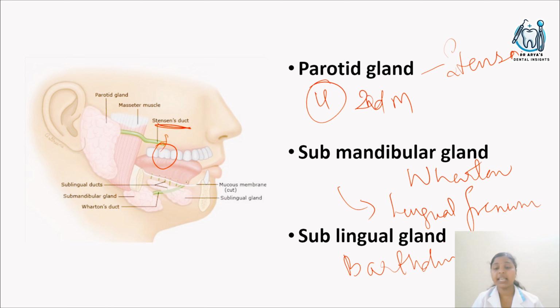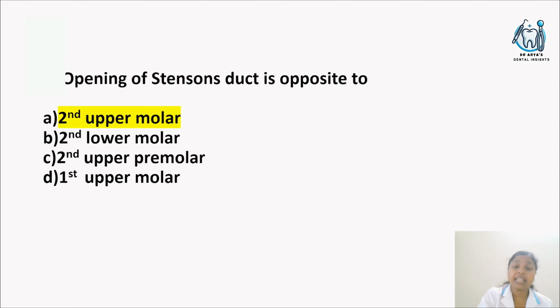Then the sublingual gland, that is Bartholin's duct, opens near the submandibular duct. Here this is the submandibular. So Bartholin's duct opens near the submandibular duct, and several minor ducts open along the sublingual fold independently. So these are the various glands and ducts. So for the parotid gland, the opening of Stensen's duct is opposite to the second upper molar.